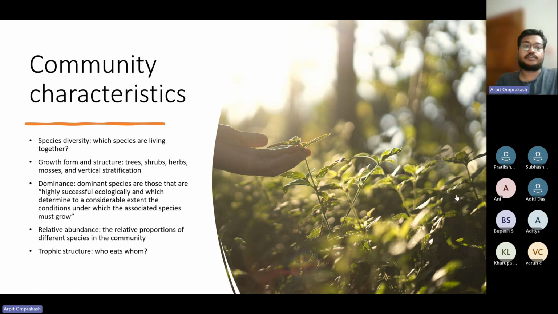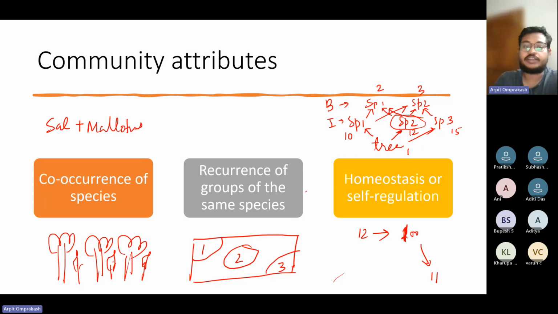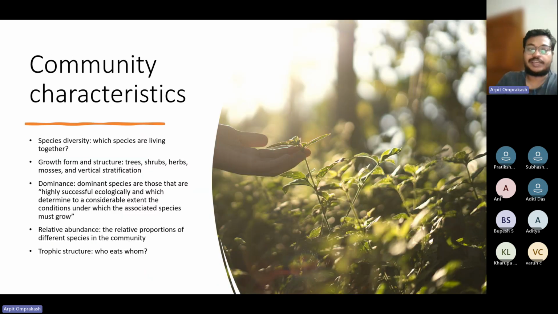So next we come to community characteristics. Community characteristics are things that characterize a given community, and they might differ from one community to the other. Unlike community attributes, which are things that happen in all communities, like every community has co-occurrence of species, every community has recurrence of the same group of species, and every community has homeostasis or self-regulation. But community characteristics are characteristics that define a community and that can vary between one community and another, or one area and another area.